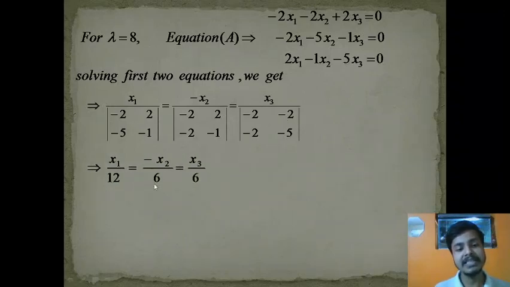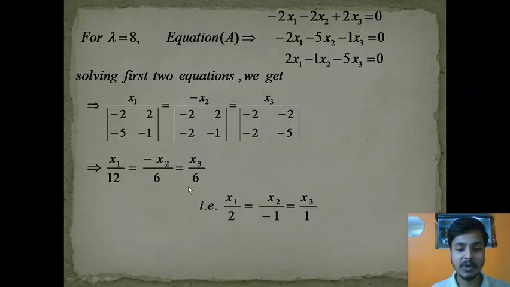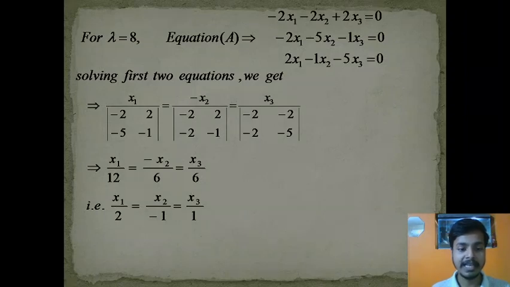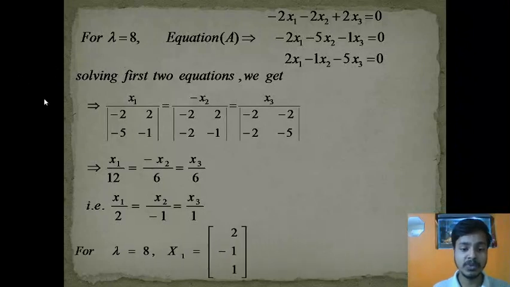Now as you can see, in the denominator we have values that are multiples of 6, so let us divide by 6 throughout. We will get 2, and giving the minus sign to the denominator, minus 1, minus 1. So for lambda equal to 8, we got the eigenvector x1 to be 2, minus 1, minus 1. Okay, so till now we have done nothing new. We are just doing the things that we did in the last learning video.